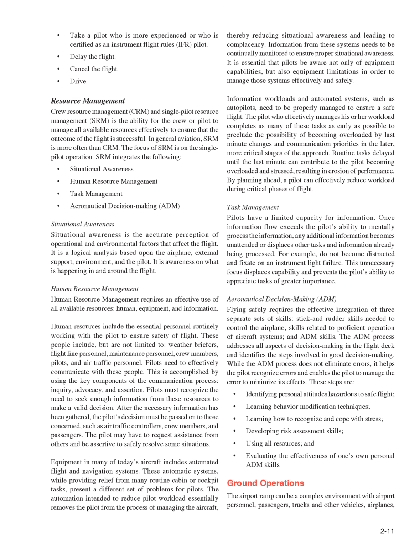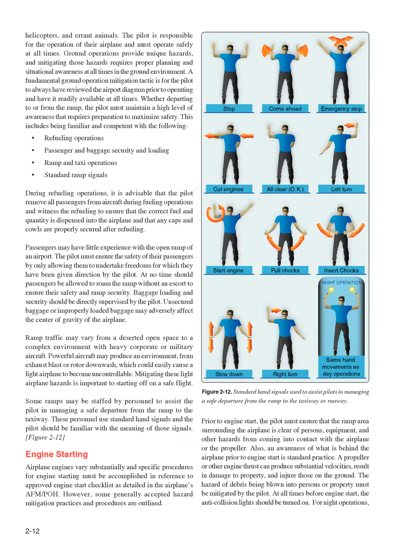Ground operations. The airport ramp can be a complex environment with airport personnel, passengers, trucks and other vehicles, airplanes, helicopters, and air animals. The pilot is responsible for the operation of their airplane and must operate safely at all times. Ground operations provide unique hazards, and mitigating those hazards requires proper planning and situational awareness at all times in the ground environment. A fundamental ground operation mitigation tactic is for the pilot to always have reviewed the airport diagram prior to operating and have it readily available at all times.